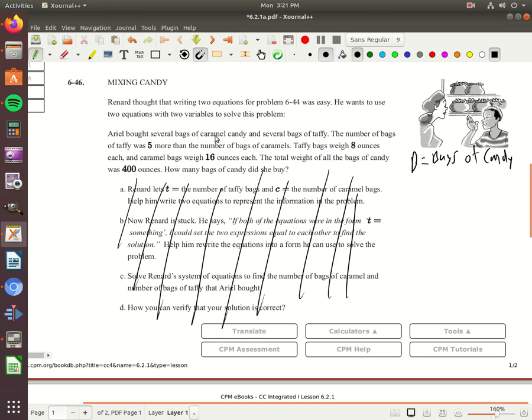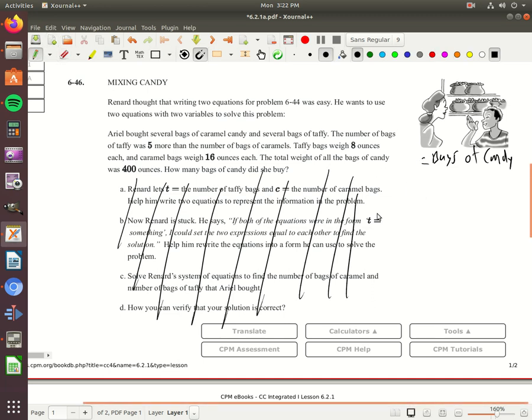She bought several bags of caramel candy and several bags of taffy. The number of bags of taffy was more than the caramel. Taffy weighs 8 ounces, caramel 16 ounces. The total weight of all the bags of candy was 400 ounces. How many bags of candy did she buy? Yeah, so I guess in this one it wants to know individually which kind of bags of candy. So I'll change this over here.